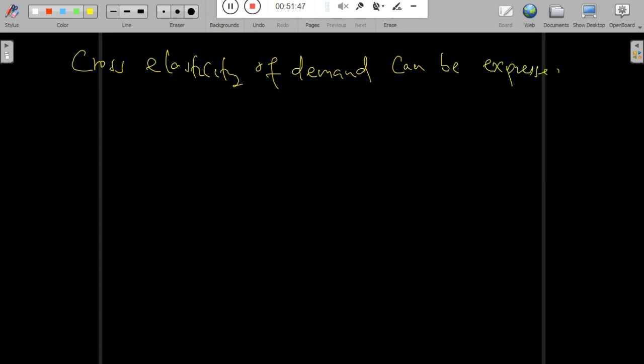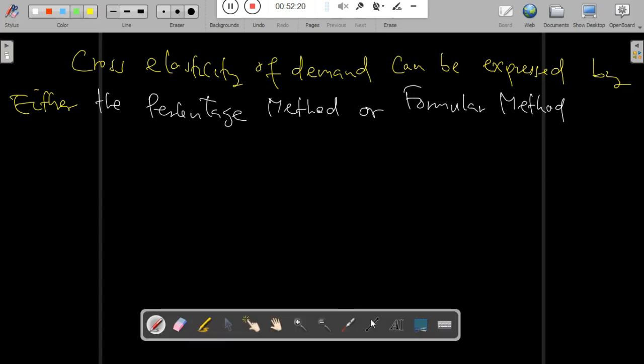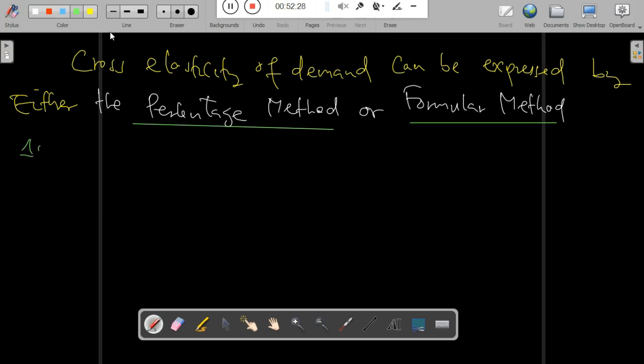So the cross-elasticity of demand can be expressed by either the percentage method or what is known as the formula method. So let's look at how the percentage method is expressed.